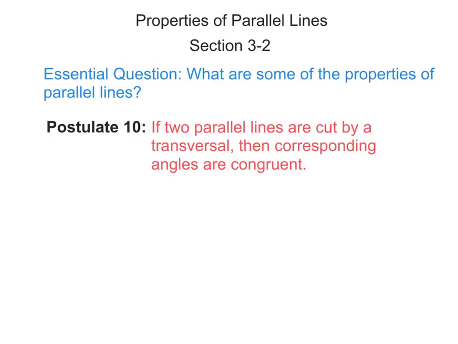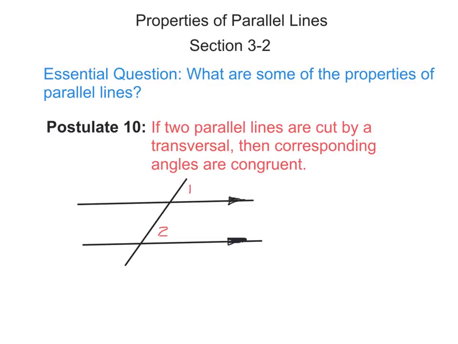Postulate 10 states, if two parallel lines are cut by a transversal, then corresponding angles are congruent. Now remember, a postulate is something that we accept as true and we do not have to prove. So what this is saying is, if we've got parallel lines and they're cut by a transversal, all the corresponding angles are congruent. So let's look at a picture of this.